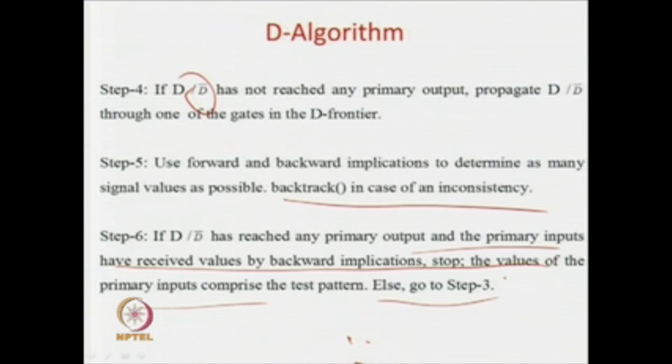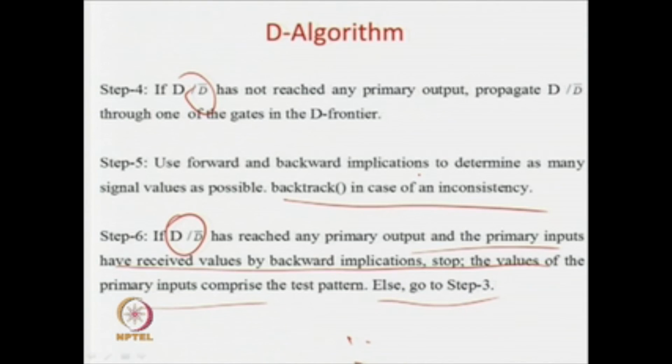So, these two steps, that is, you propagate the value of D or D prime one step ahead, and immediately justify, by implication, the inputs of the gates in the J frontier. You solve as many x's as possible and keep on doing it until your D or D prime has reached the primary output. If your D or D prime has reached any of the primary outputs, that is, your fault effect has reached the primary outputs, then your job is done.